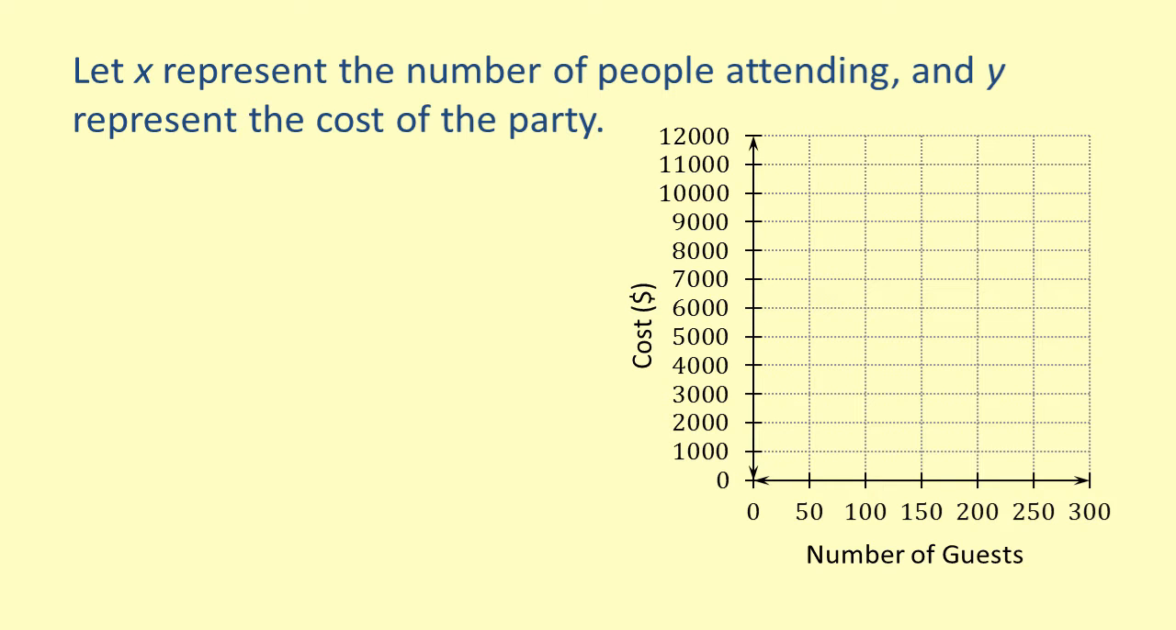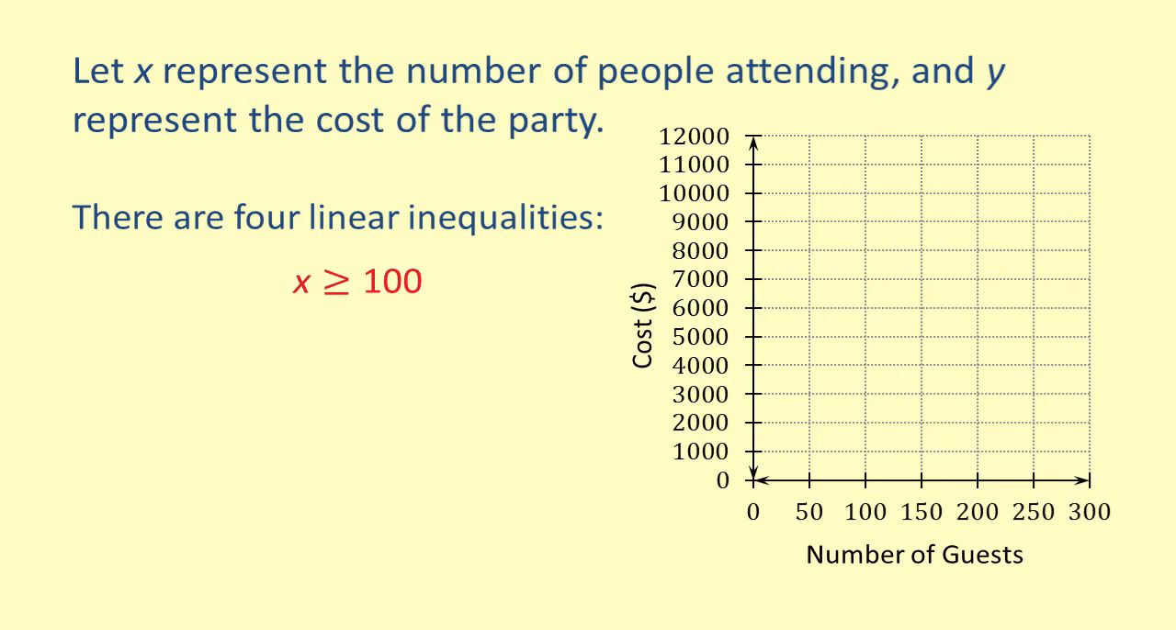To graph the cost of the graduation, we begin by writing four inequalities. Since we can assume that between 100 and 200 students will attend, we can begin with the inequalities x is greater than or equal to 100 and x is less than or equal to 200.